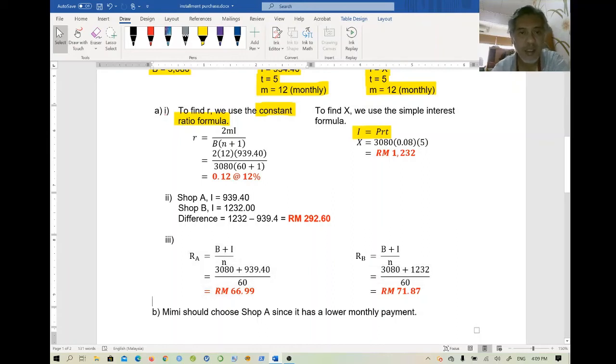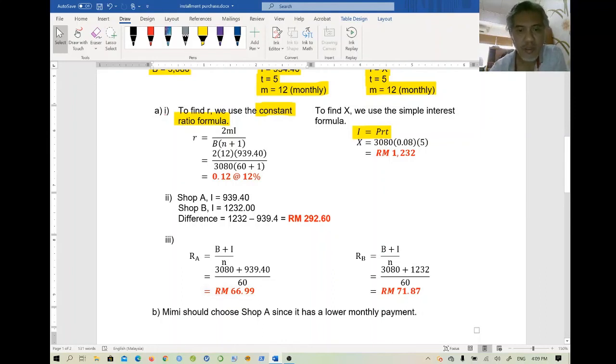And then lastly, the question asks you to decide, so give a suggestion to Mimi, which shop should Mimi choose. It asks you to choose basically based on the monthly payment. So in this case, when we compare the monthly payment, of course you want the lower monthly payment, so that's why in this case Mimi should choose shop A. Why? Because it has a lower monthly payment. Okay, so that is the decision that we should suggest to Mimi.